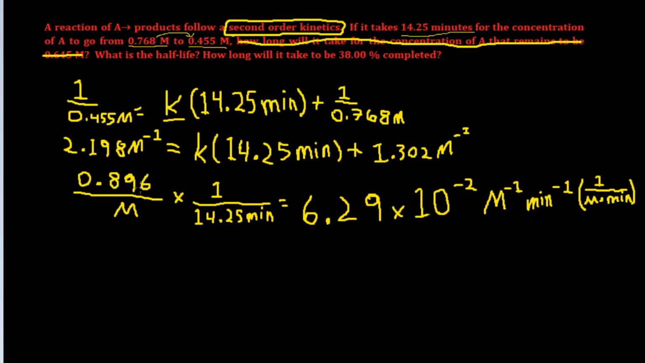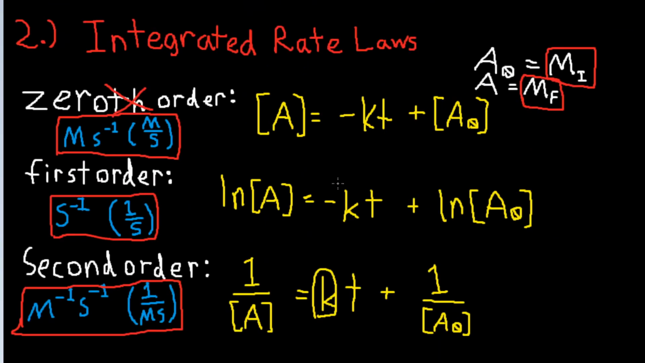So you'll want to divide your number for the molarities by the number for the minutes, 1 over 14.25 minutes, as division rather than multiplication. Then that will give you 6.29 times 10 to the -2 molarity to the -1 minutes to the -1, or 1 over molarity times minutes. So if we look up here for second order kinetics, we have our time value. It doesn't always have to be seconds, by the way. I've seen ones that are days, weeks, minutes, hours. So it doesn't always have to be seconds.